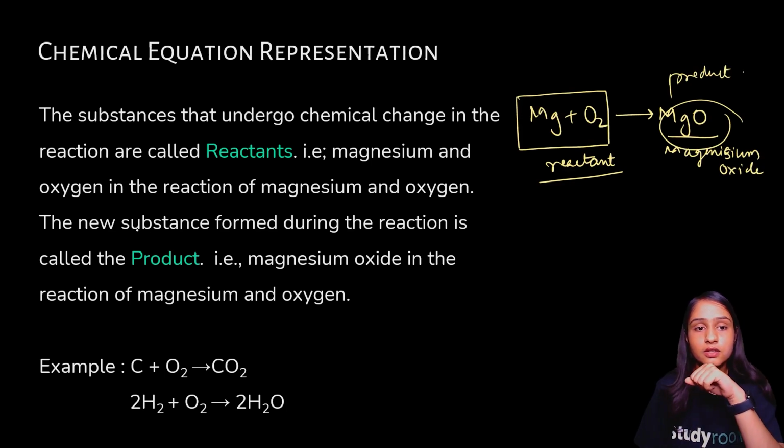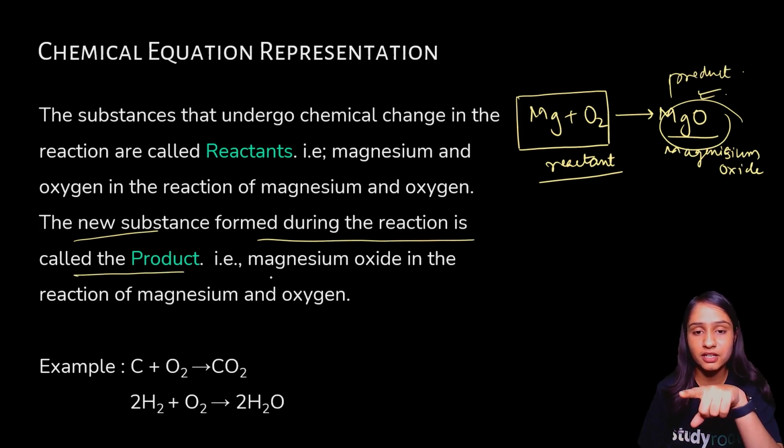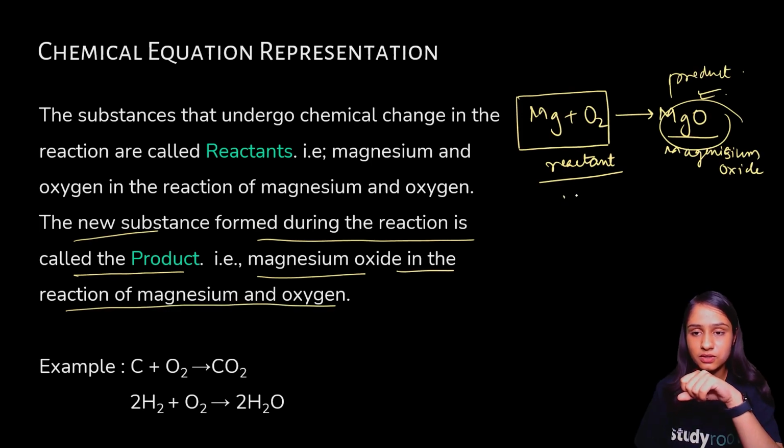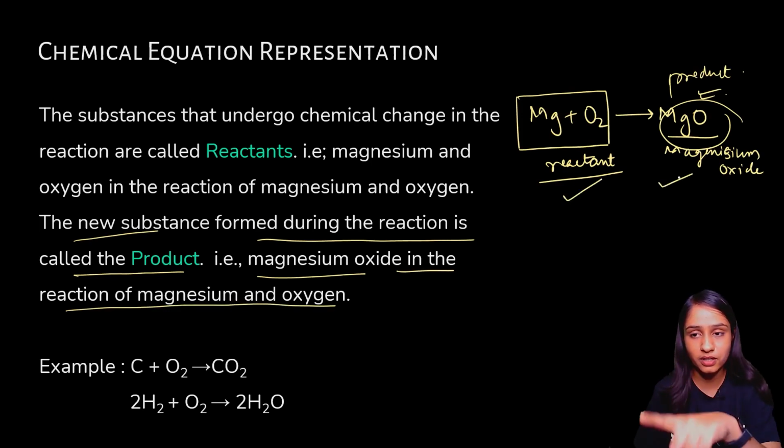Okay. The new substance formed during the reaction is called the product, that is magnesium oxide, in the reaction of magnesium and oxygen. So this is reactant and this is the product which you got when Mg and O2 reacted with each other.